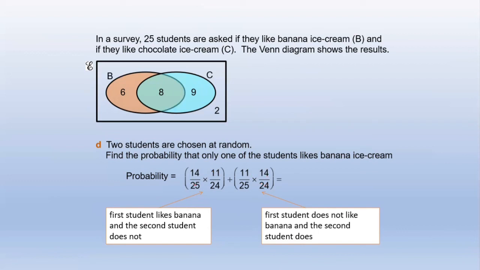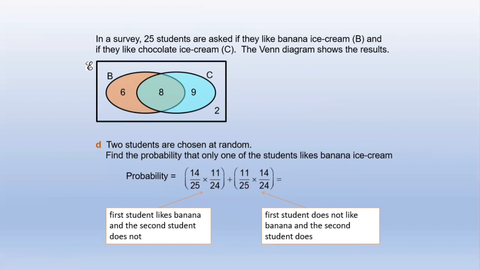So the first student likes banana, so 14 out of 25, 6 plus 8, 14 out of 25. And the second does not, so that is 9 plus 2, 11, divided by 24. Why? Because one was already taken.